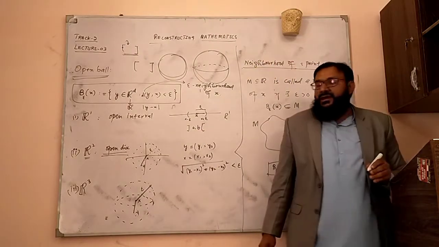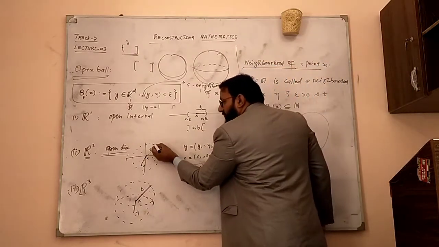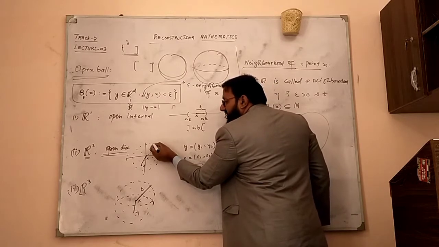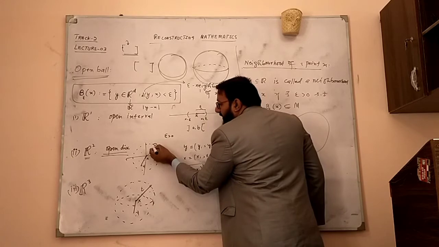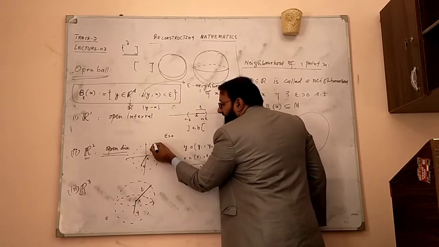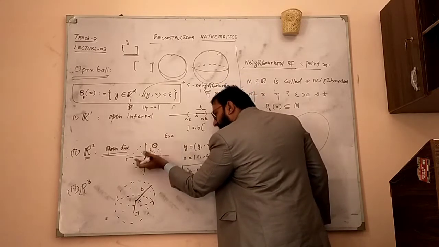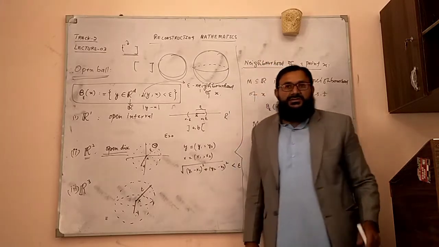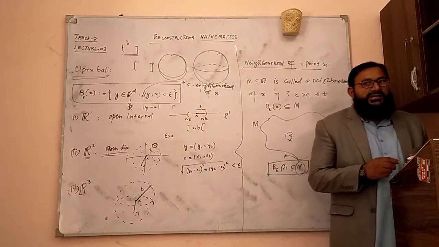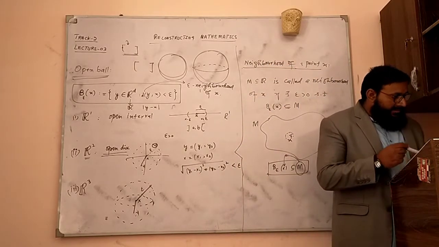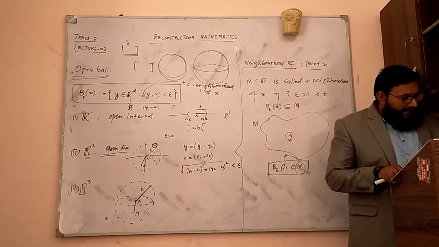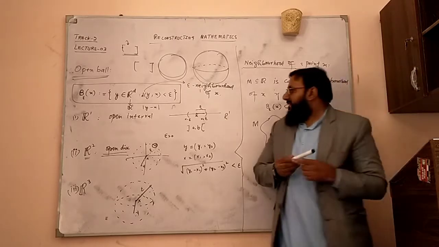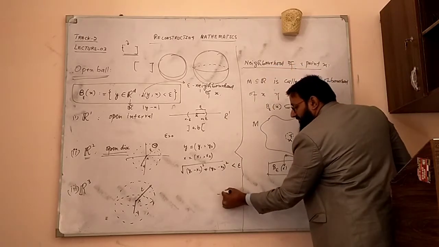No. Or if I take any point on this boundary, because I cannot find any epsilon and an open ball of this radius such that this open ball is totally contained in this one. It's not possible. You call it the boundary point or something else. Okay. Is this set a neighborhood of zero?